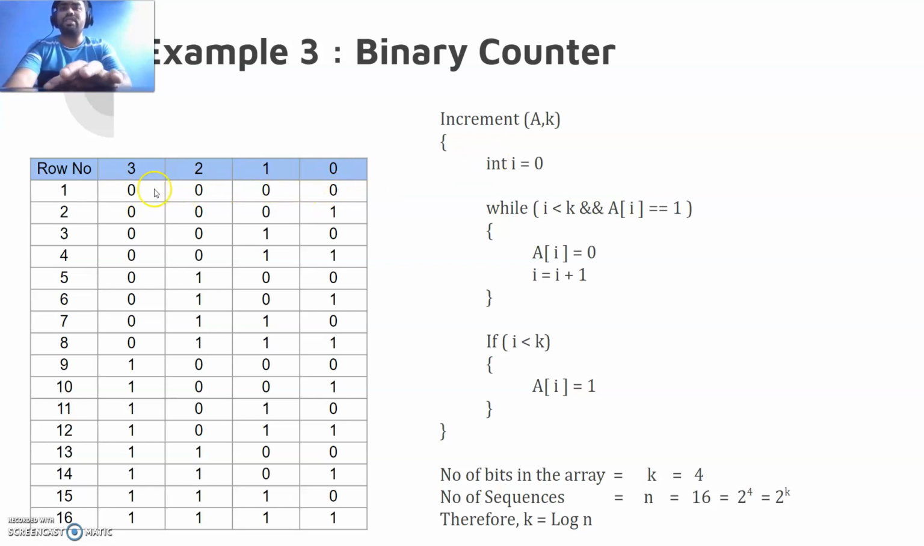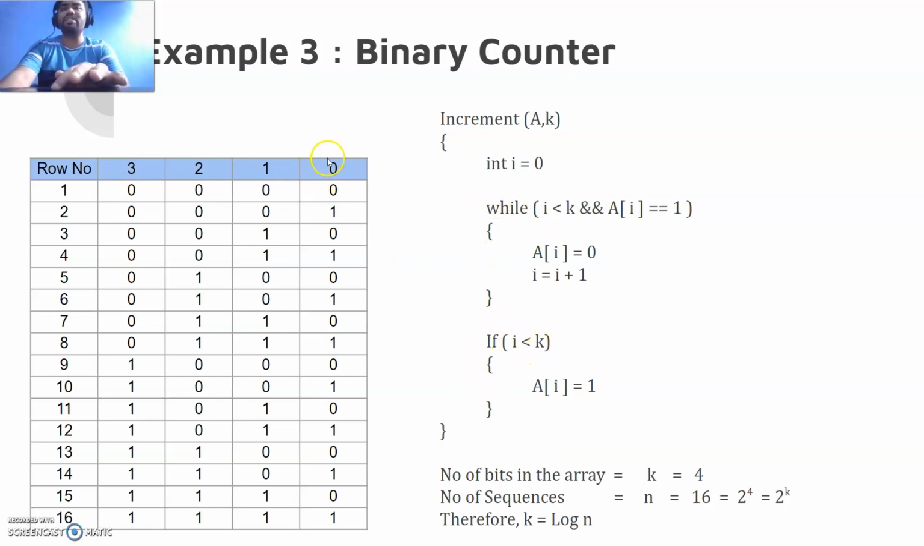Now, this is the first array that has been passed to the increment function. In this function, I is pointing to 0 right now. If I is less than k, what is k? The value of k is 4 because the size of the array is 4. And if a of I equals 1, the first element, it is not equal to 1. That means my while loop is not going to run, and I directly check whether I is less than k.